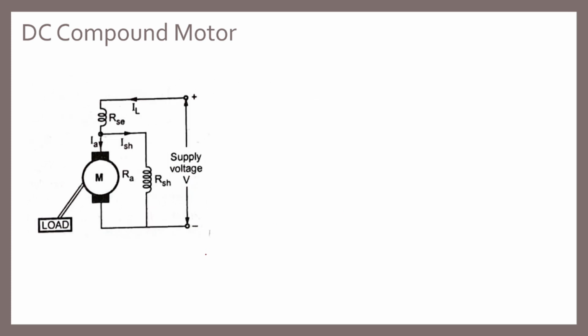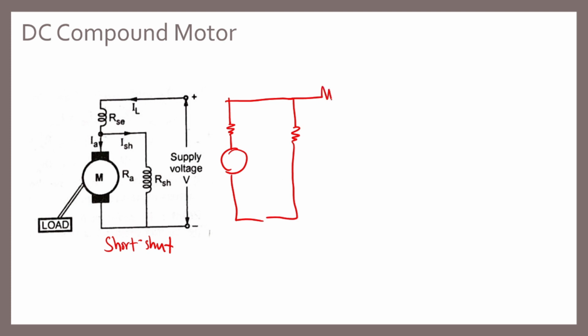Next is the other type of compound motor. This is the short shunt. In the short shunt, the series winding is connected in series with the supply voltage. So let's redraw it. This is your armature, the armature winding. Then we have the shunt, and this is your series. And this is your supply voltage. Okay, this is RSH. This is RSE. And this is your RA. And this is your back EMF. So this circuit is just similar to the previous circuit, it's just represented differently.